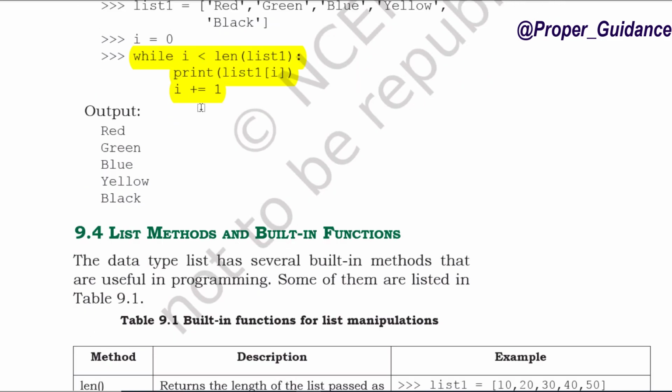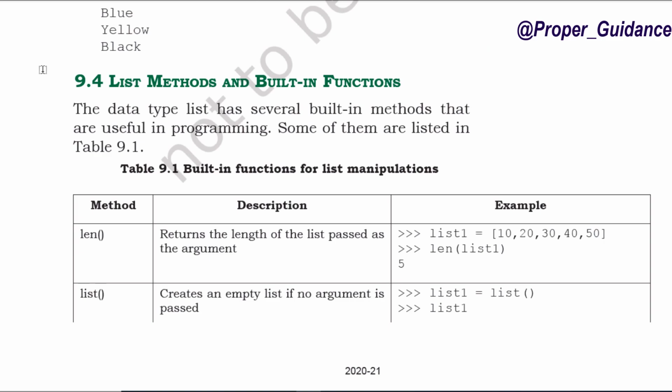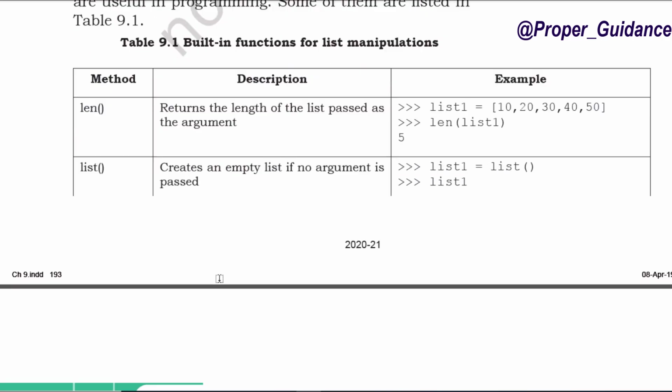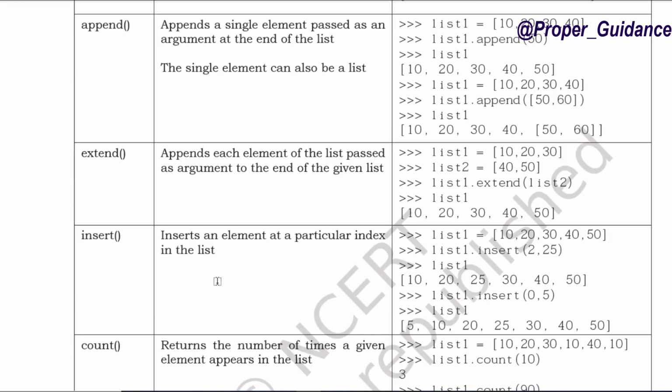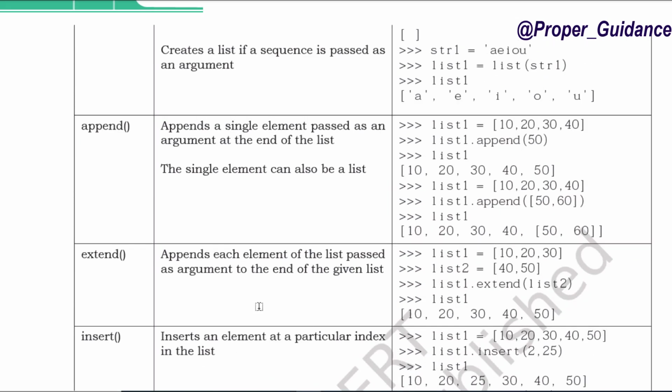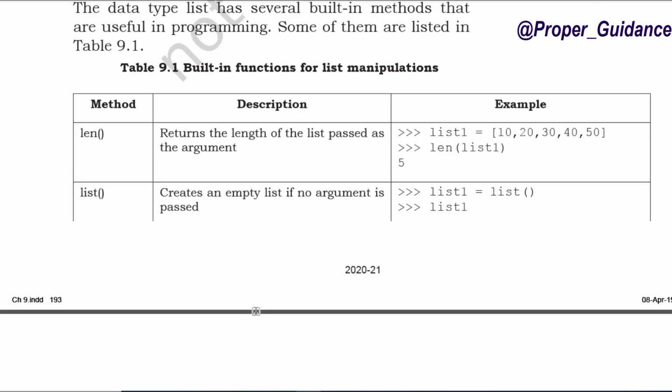Okay, now list methods and built-in functions. The data type list has several built-in methods that are useful in programming. Some of them are listed in table 9.1. Table 9.1, built-in functions for list manipulations, that is len, list. Okay, listen students, you have to go through all these built-in functions from this chart. Okay, if there is any problem, ask me, I will give you the doubt clearance class.